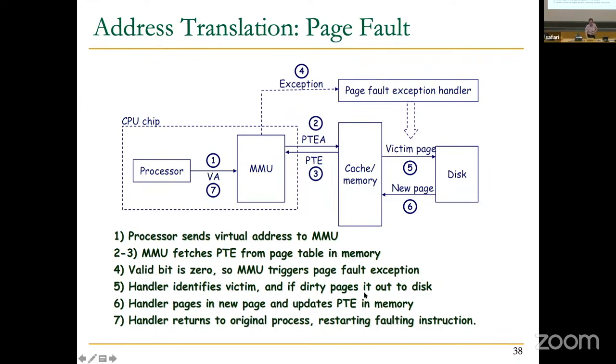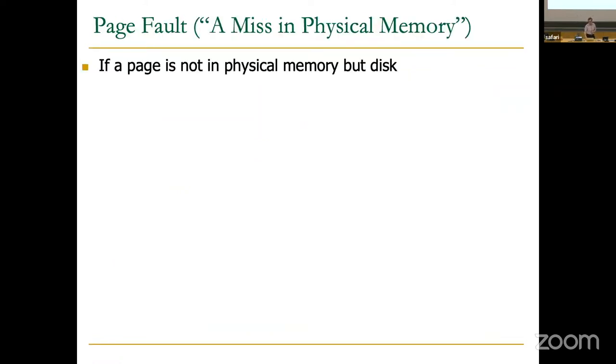Essentially, the valid bit is 0. There's a page fault exception that's triggered. Once a page fault exception is triggered, a page fault handler kicks in. Assuming the physical memory is full, it first evicts some dirty page out to the disk, assuming it's going to replace that. Then the handler pages in a new page and updates the page table entry in memory. Then it returns control to the original process, restarting from the faulting instruction that caused the fault. And hopefully that gets a page hit and a TLB hit, because you filled all of those when you handled the fault. So let's take a look at how this is handled a little bit.